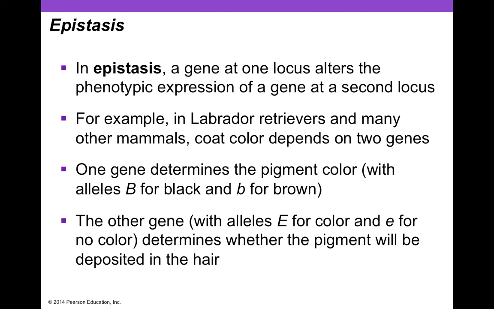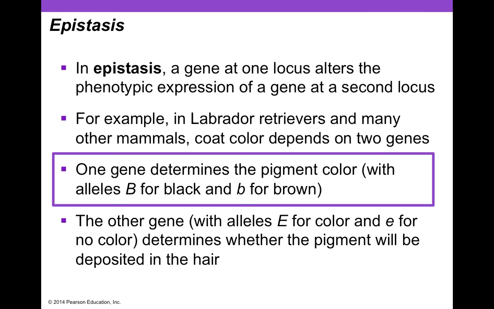Genetics problems involving epistasis are usually about coat or fur color. A classic example that your book uses is with Labrador retrievers. You can have a black lab, a chocolate or brown colored lab, or a yellow lab. The black and brown fur color is determined by one gene. Black is the dominant allele, so chocolate labs would have two little b's.